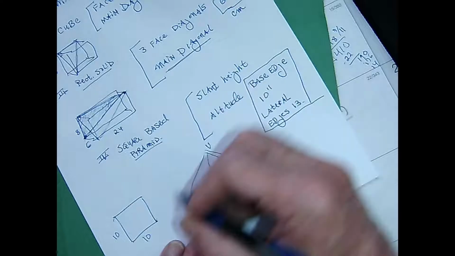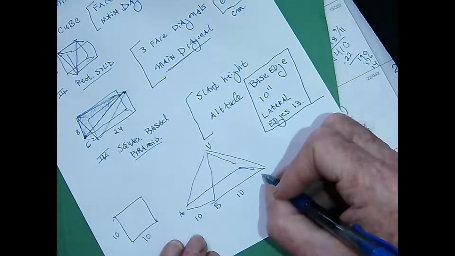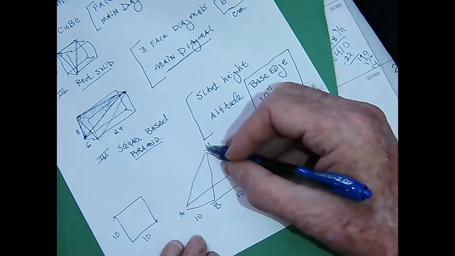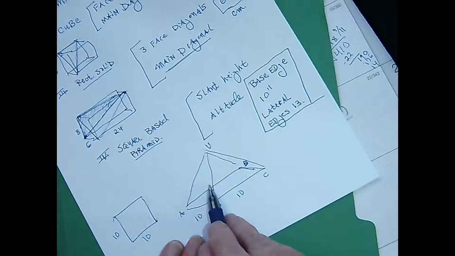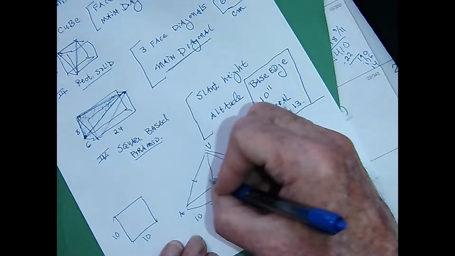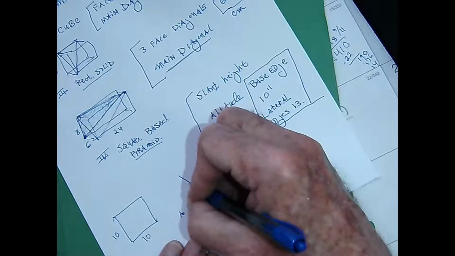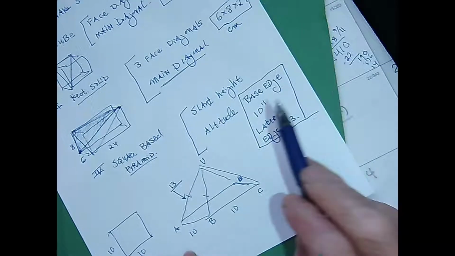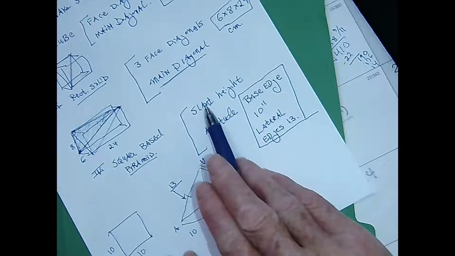If this were the vertex and these are the edges of the base, A, B, C, D, a lateral edge would be like VA or VB, VC or VD, and they're all congruent. These are all going to be isosceles triangles. So let's say the lateral edges are 13. And what are you supposed to do? Given that base edge, you got to find the slant height.